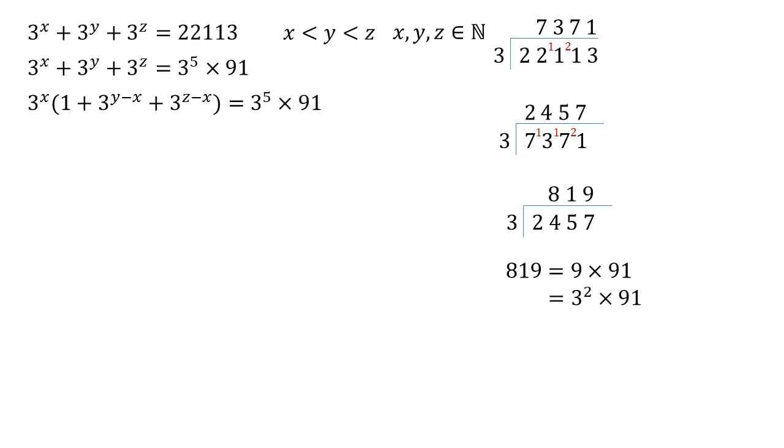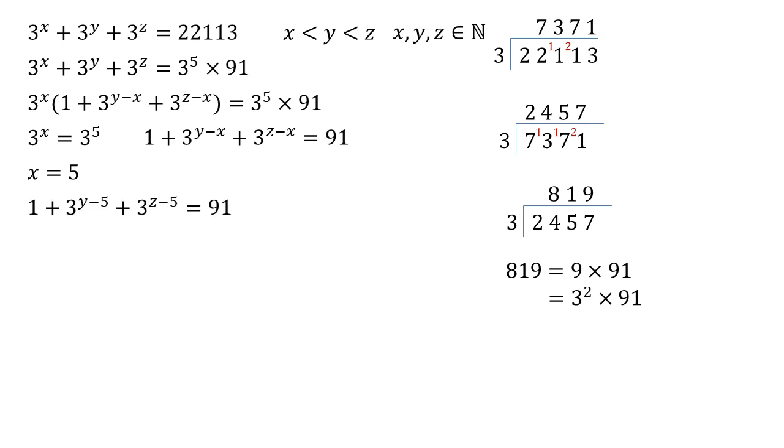Now, equating these two, we can see that on the left-hand side, that bracket can't be a power of 3, because it's 2 powers of 3 added together plus an extra 1. So it's going to be 1 more than a power of 3, which means that 3 to the x is all the 3's we can take out. So that must be equal to the 3 to the power of 5 from the right-hand side, which means our bracket must be equal to the 91. Now, if 3 to the power of x is equal to 3 to the power of 5, that means x must be equal to 5.